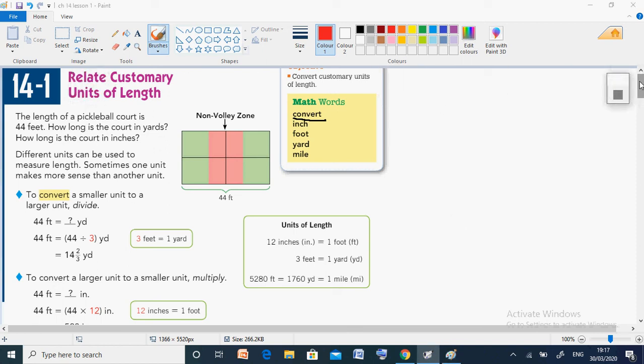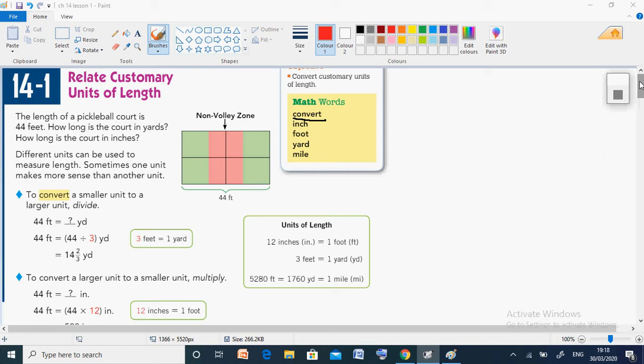Hello, in this video I am going to explain a new lesson. This lesson is about relating customary units of length. In this lesson I am going to explain units of length and how to convert between the units of length. For example, if I want to convert between inch and foot, or yard and mile and foot, I have to follow some steps.